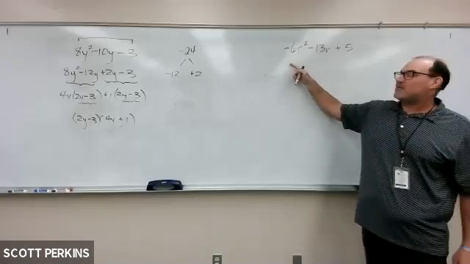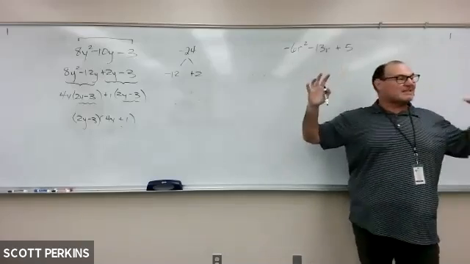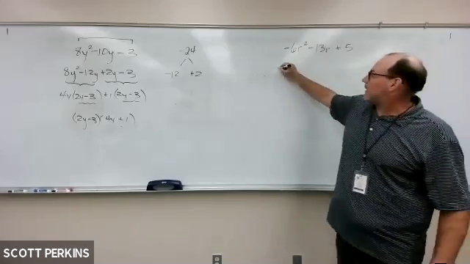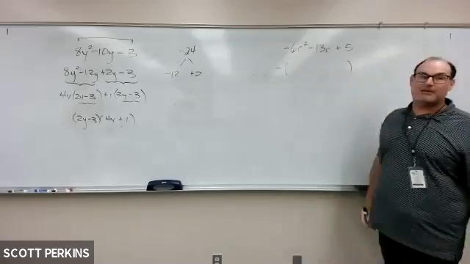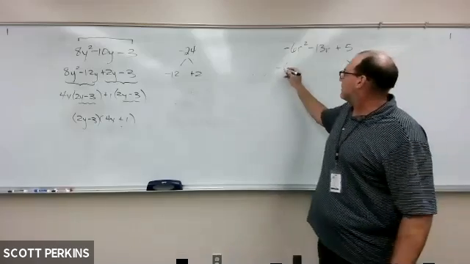So do me this favor first: do the first step, factor out the negative, and then write what's left in the parentheses. That's step 1 of this problem: factor out the negative, and then what's left. I'll give you 20 seconds to write that down when I factor out the negative.